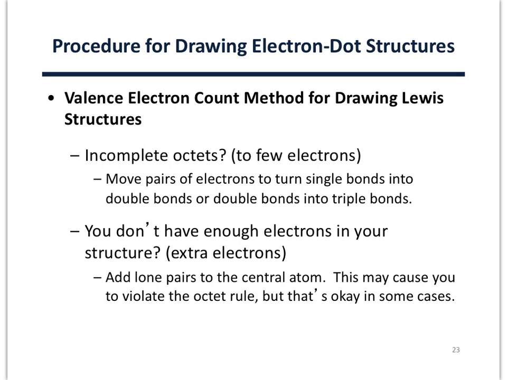You're just done. If any atoms in the structure have incomplete octets and you have run out of electrons based on your valence electron count, then you'll need to move lone pairs off of non-central atoms and make them double or triple bonds to the central atom. If all of the atoms have a complete octet, but your structure has fewer electrons than your valence count, then put any of those leftover electrons on the central atom.